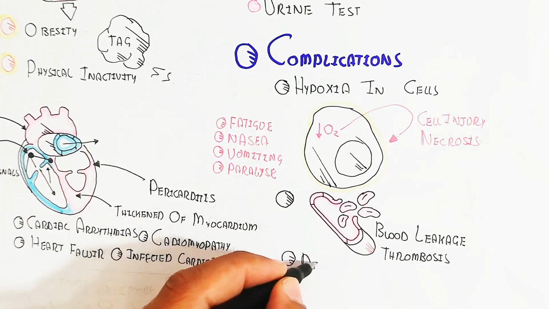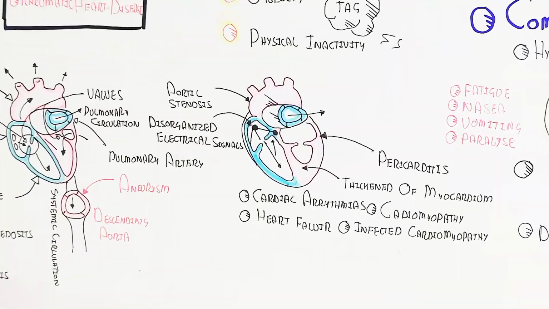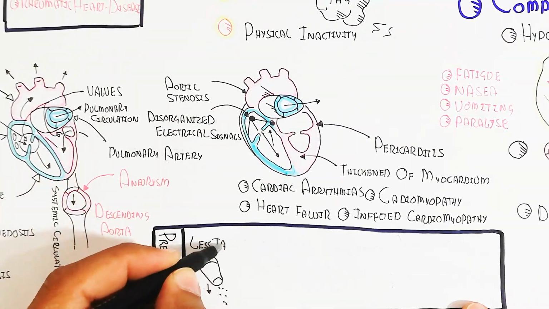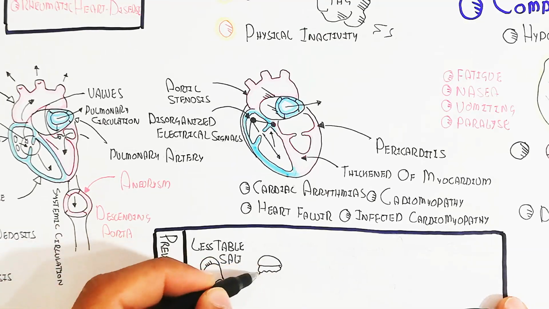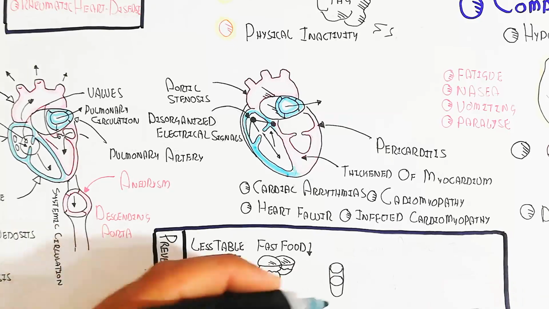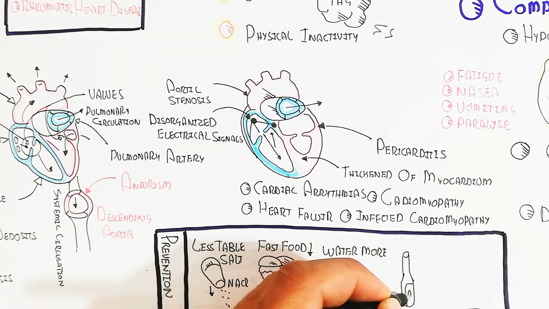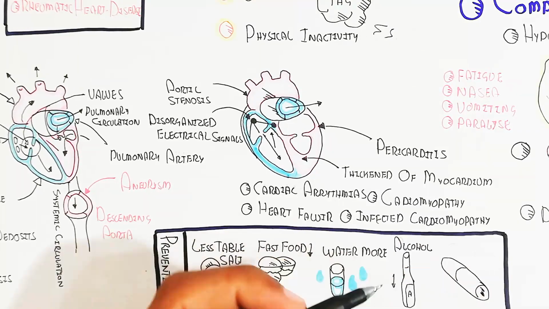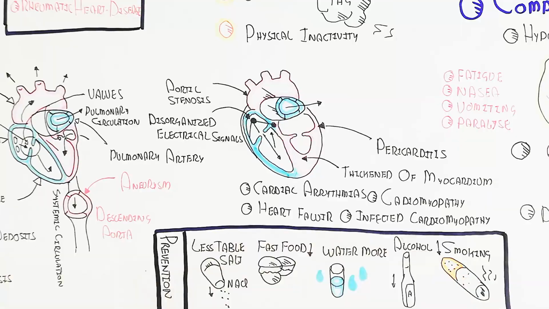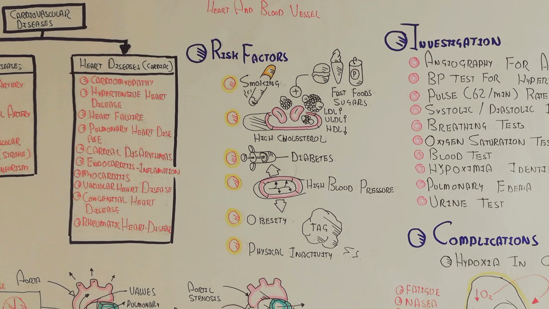Let's begin to understand prevention. How to prevent cardiovascular disease? We can decrease the chances of cardiovascular disease by 90% if we take less table salt, sodium chloride, less than 10 grams per day. Also, decrease fast food, drink more water to flush out sodium, and decrease alcohol and smoking.